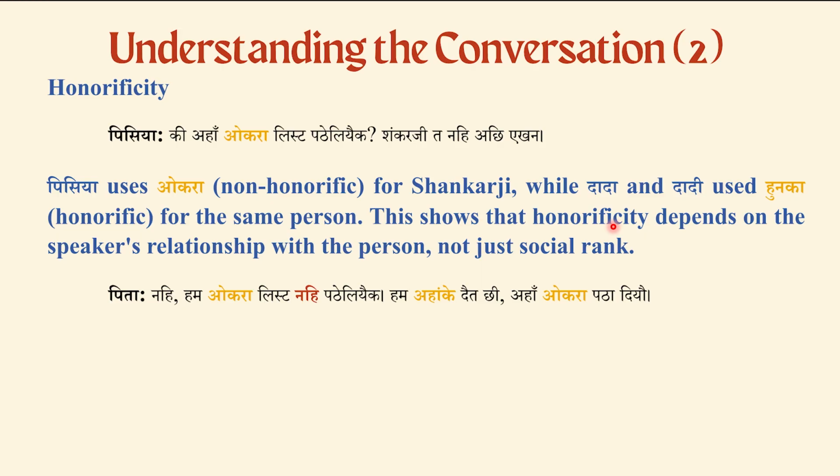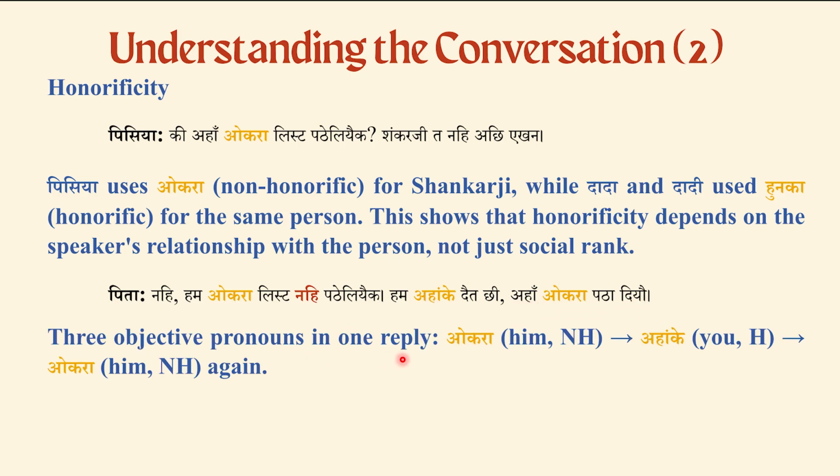Then in another sentence, the father says, "नहीं, हम ओकरा लिस्ट नहीं पठेलियैक, हम अहाँके दैत छी, अहाँ ओकरा पठा दियौ." There are 3 objective pronouns in one reply. So here you have 1, 2, 3. Okra refers to Sankarji. The father is saying हम ओकरा लिस्ट नहीं पठेलियैक, that means I did not send the list to Sankarji.